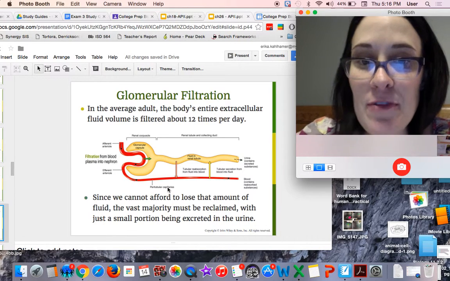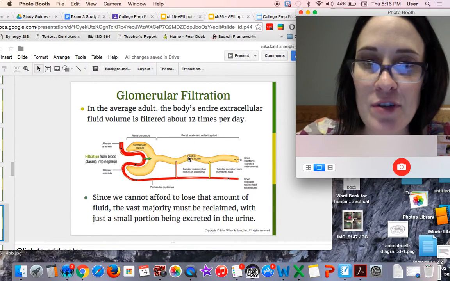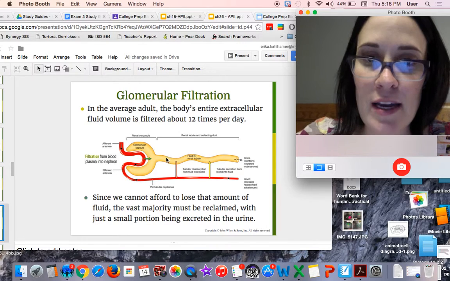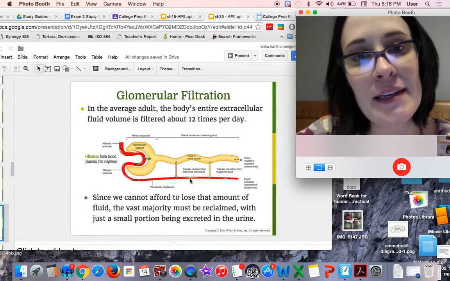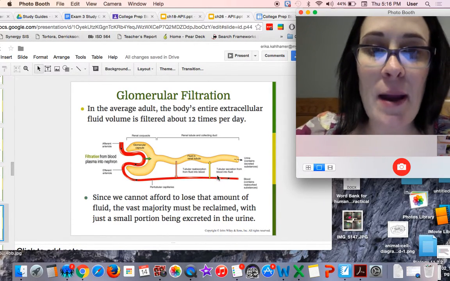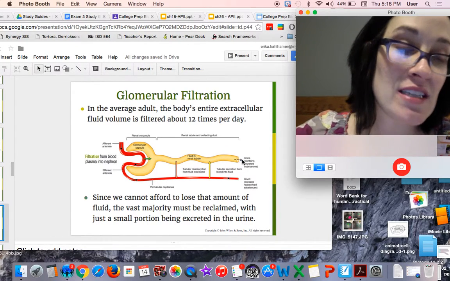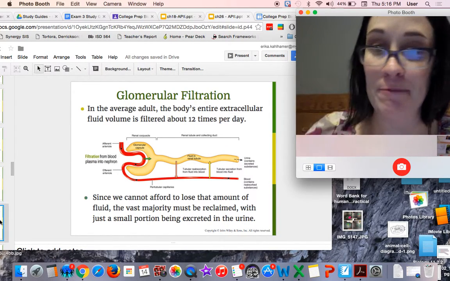It simplifies it. And then the second step, tubular reabsorption, from the fluid inside this nephron back into the blood. The tubular secretion, from the blood back into the fluid. And what's left is the urine.